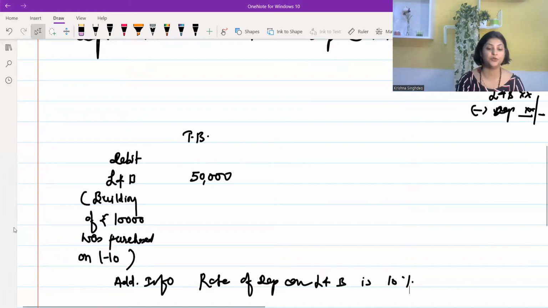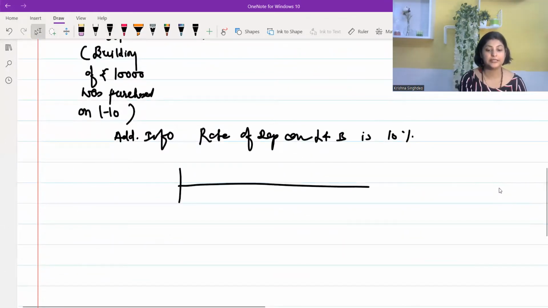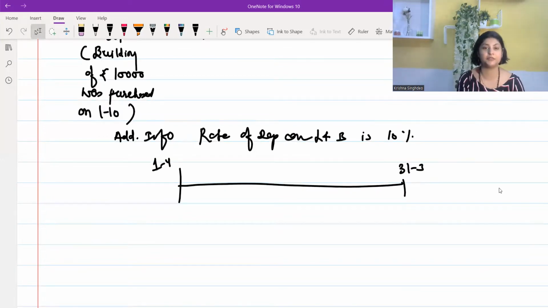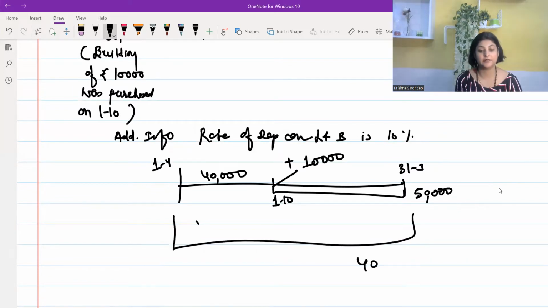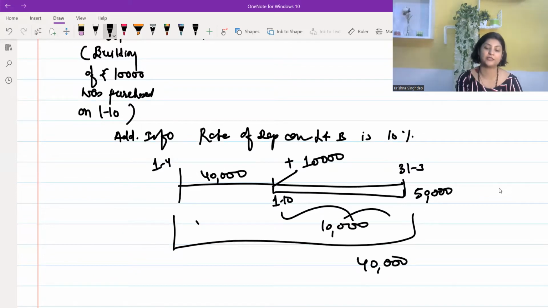Let me explain it to you with the help of a timeline. So this is my timeline. My year is starting from 1st April and my year is ending on 31st of March. From 1st April till 1st of October, the value of land and building was 40,000 rupees. On 1st October, one addition of 10,000 was made in building. And then from here till here, the value of land and building was 50,000 rupees. So if I say this 40,000 rupees was there for the entire year, the additional 10,000 was only from here to here.